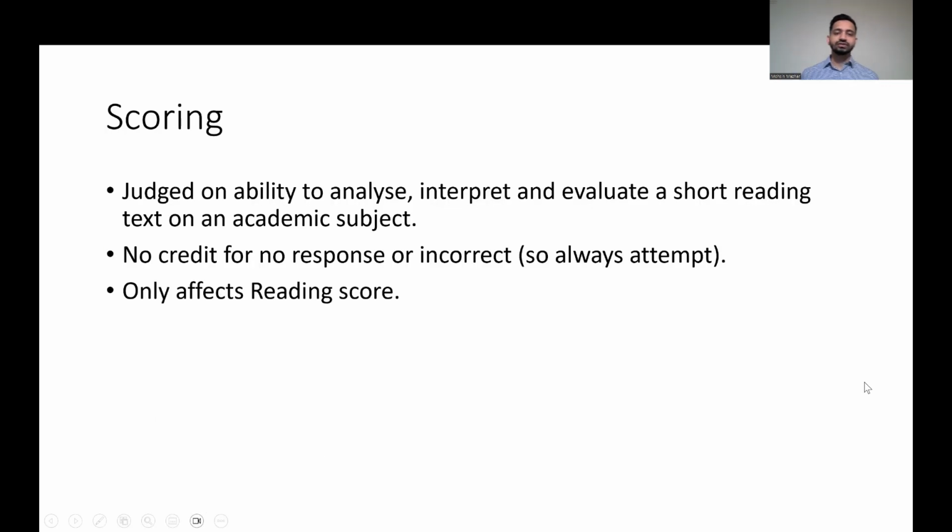All right, we'll touch on the scoring now. It actually tests your ability to analyze, interpret, and evaluate a short reading text on an academic subject. Again, an academic subject is going to be from science, arts, history, culture, business, all these kinds of things. So if you read the articles, and in the end I will talk about the importance of reading articles, it's very important because that's going to improve your chances.